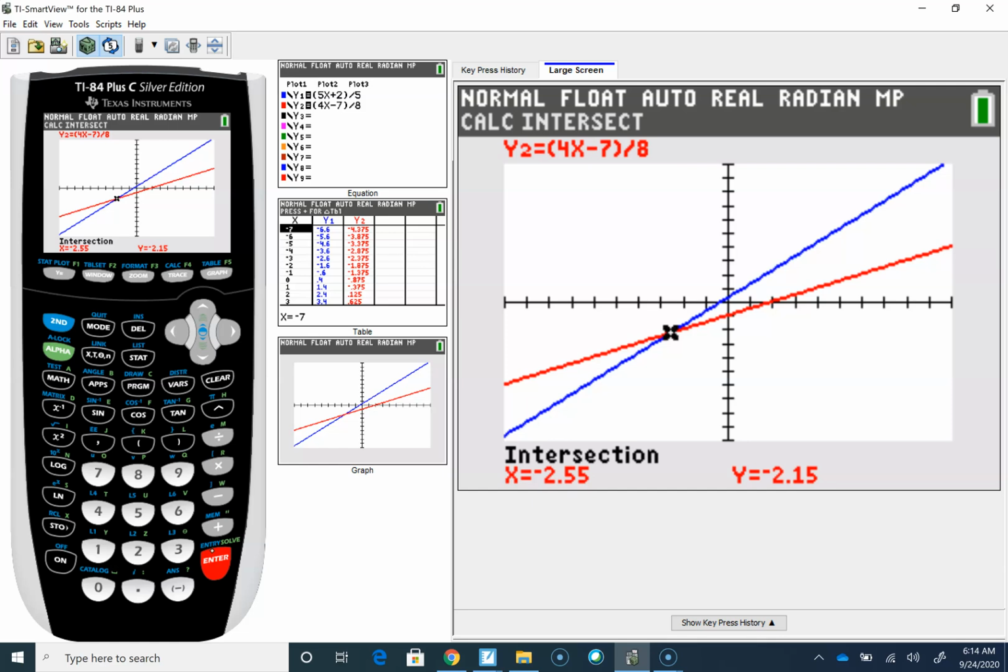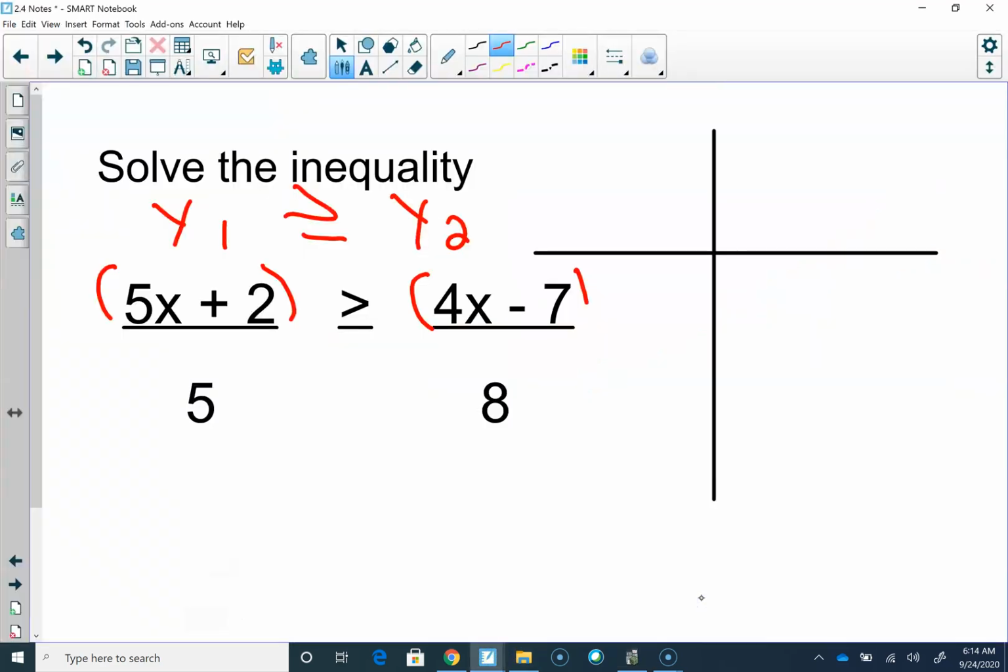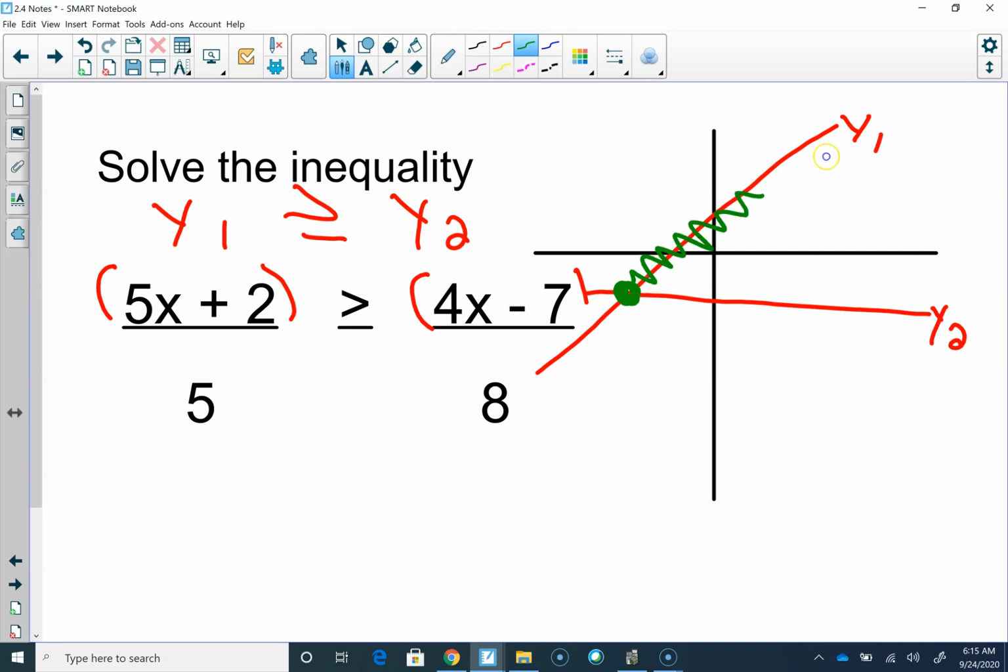And so let me get these on my graph on my sheet. So here is my y1. And you got to really keep track when we're in inequalities which is which. And here's my y2. And I want to know where is y1 greater than or equal to y2. So that is going to be a closed circle. Where is my y1 above my y2? And that's going to be all of this right here. So that's how you're going to show that. And at this point you're going to show negative 2.55, negative 2.15.